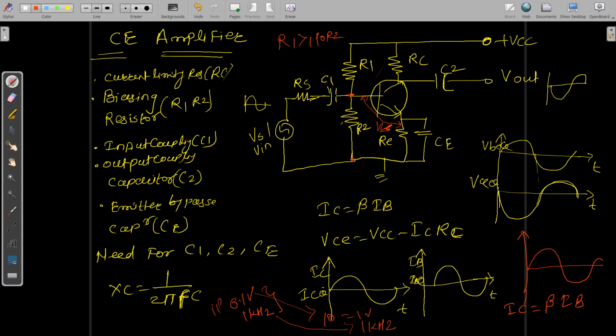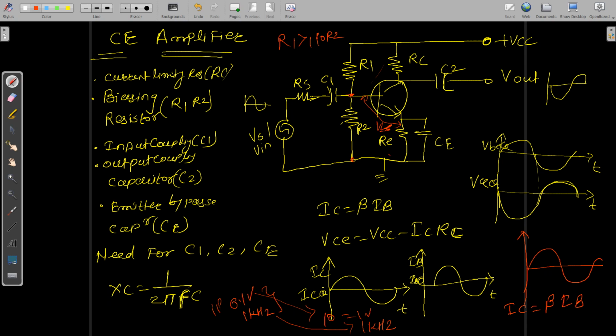Then you can see that RC is a current limiting resistor, because if you directly connect the power supply to the collector terminal, there's a possibility that your collector will get damaged. That means the transistor may get damaged if you give an excess amount of voltage over here. That's the need for a current limiting resistor.